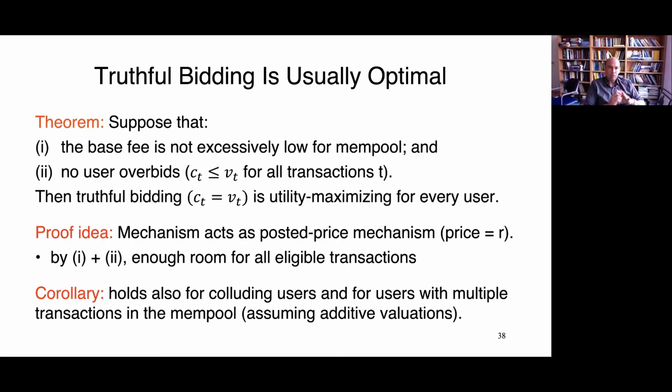Okay, and I should say, one thing that's nice about the fact that it's a posted price in this sense, it even gives you for free a kind of robustness to forms of collusion. So basically, a cartel of users trying to collude to get themselves better prices, there's no way they can do that because it's just a posted price mechanism. There's no way that they can manipulate that.